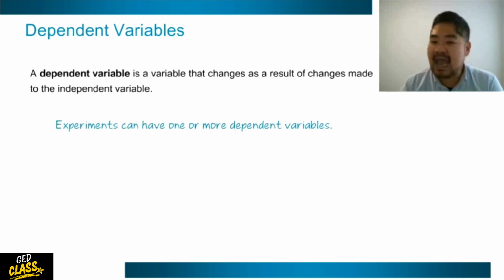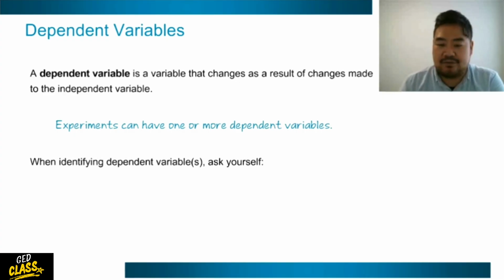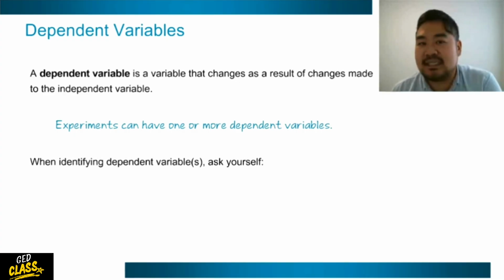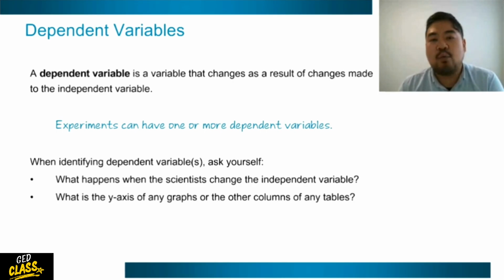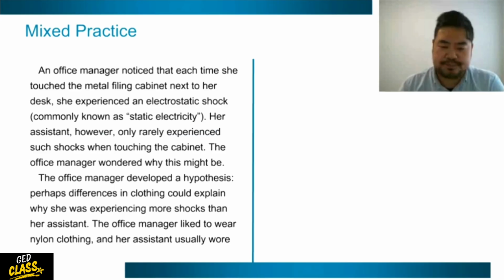So experiments can have one or more dependent variables. So for instance, if you change the temperature, maybe a lot of different things are going to happen, right? So it is possible to have more than one dependent variable. So when you're trying to identify what the dependent variable is for an experiment, ask yourself, what happens when the scientists change the independent variable? And what is the y-axis on the graph or the other columns of any tables? That information is going to indicate the dependent variable.